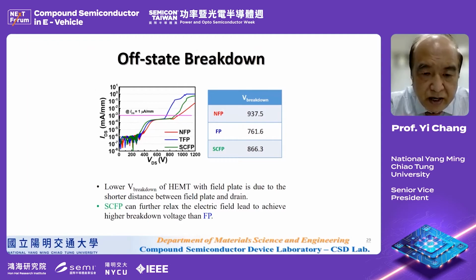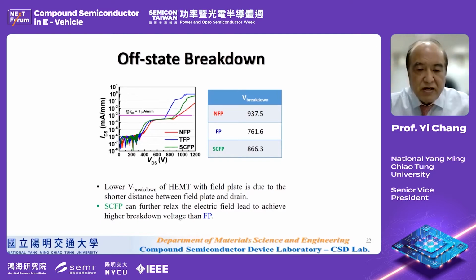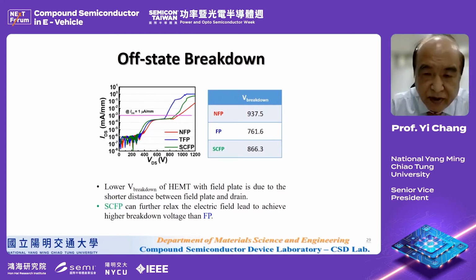The lower breakdown voltage with a field plate, compared to no field plate, is because when we put a field plate, the distance between the field plate and GaN decreases. When you apply a source connected field plate, it can reduce the field and lead to very high breakdown voltage for these field plate devices.